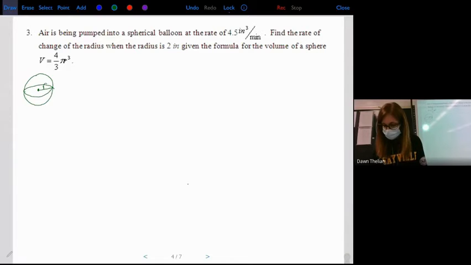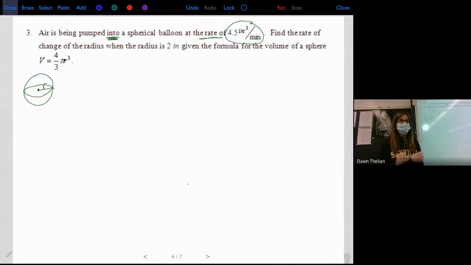Air is being pumped into, this is going to be important for our sign. Air is being pumped into, so it's increasing, a spherical balloon at the rate of. That is my phrase that's letting me know I'm getting a dt variable. It's the rate of, so it's the variable of 4.5. Now, units are very helpful in deciding which rate it is. The air is being pumped in at 4.5 inches cubed per minute.